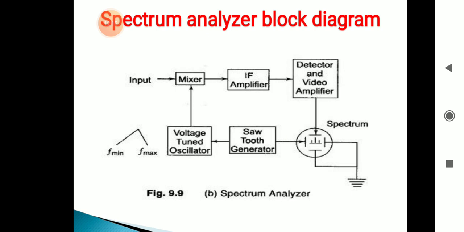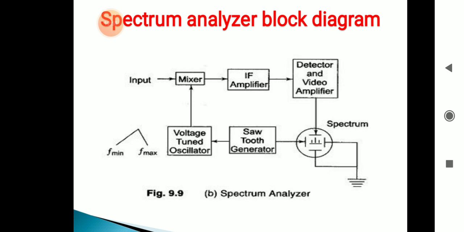Next we'll move on to the second type, frequency domain analysis. What is the meaning of frequency domain analysis? The signal is plotted as a function of frequency, that is, the amplitude versus frequency plot is obtained. On the x-axis you can measure the frequency and on the y-axis you can measure the amplitude. That is the representation of the frequency domain, and one of the best examples of frequency domain representation is the spectrum analyzer.